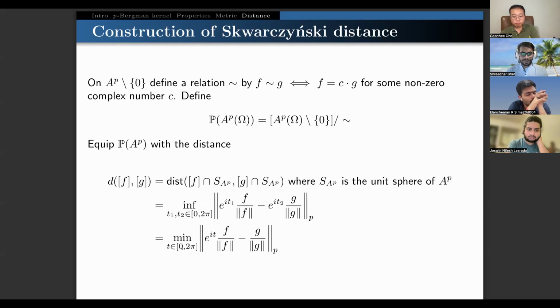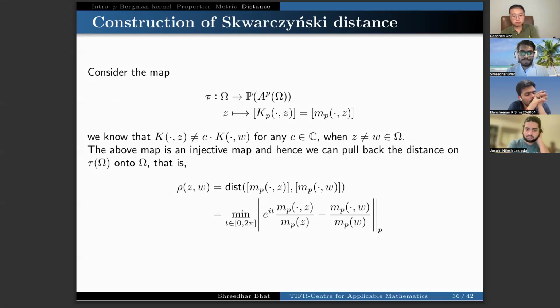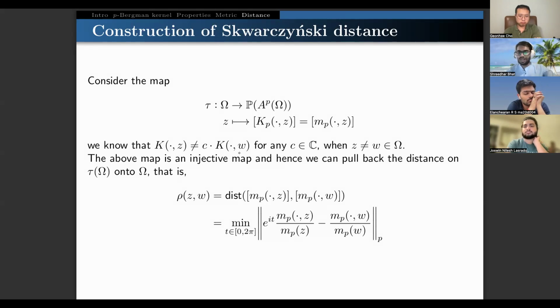Now, if you map from Omega to this projective space, Z maps to M_p of dot comma Z. So for each Z, map it to the class of the minimal function. Now, earlier we saw that they are not linear. So this map is in fact an injective map.